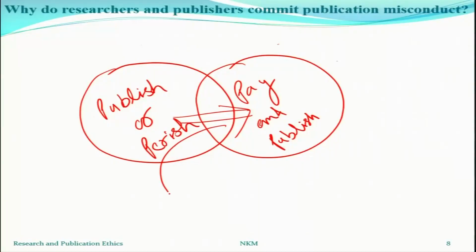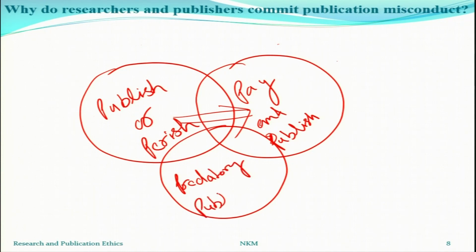Now we have to understand the third point, which is very important. The third aspect of why researchers commit publication misconduct is also supported by predatory publishers. Predatory publishers are fake publishers who publish bogus research without any quality. They are publishing only for money.